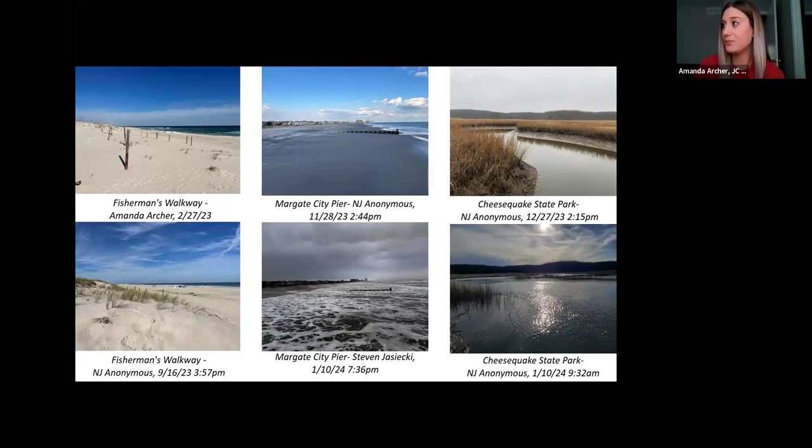6 month time period. The Margate City Pier, you can see the difference between a very, very low tide and a storm surge in the center. And then at Cheesequake, we have a marsh highlighted, and you can see the different tidal stages of a marsh at low tide versus high tide. So those are a couple of documented changes we've had so far.